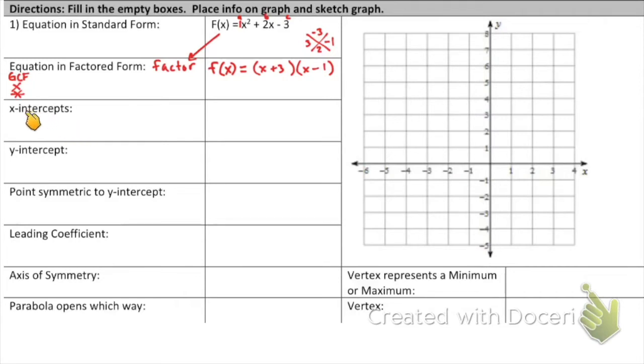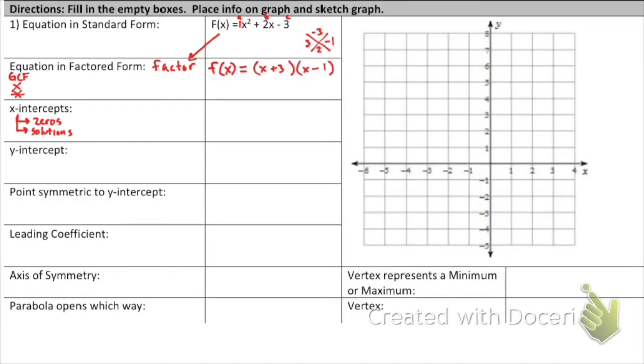X-intercepts. X-intercepts are where does my graph cross the x-axis? Another way we're going to figure this out is we're trying to find the zeros. Another word for this is we're trying to find the solutions. So in other words, we are solving for our function. And the best way to solve is, if it's in factored form, set these factors equal to 0. So we are going to do that.